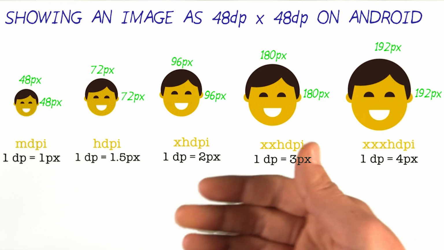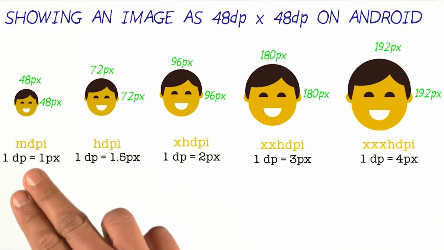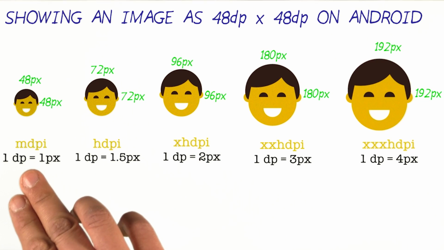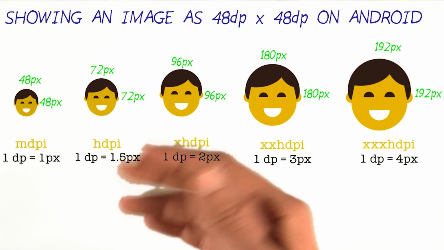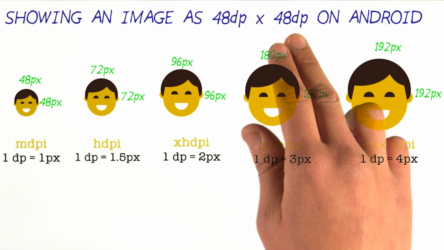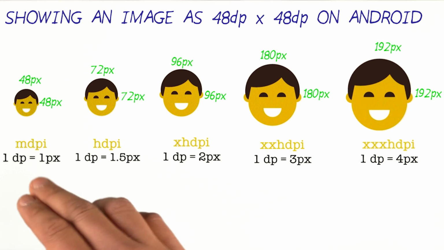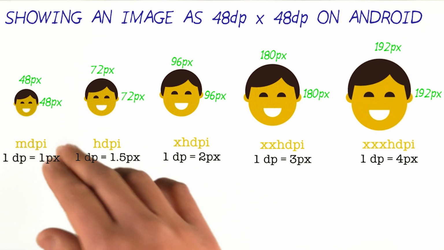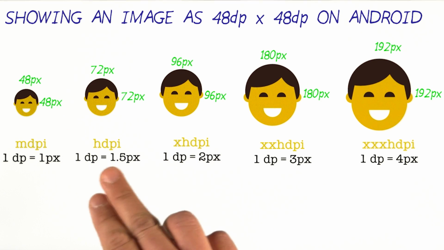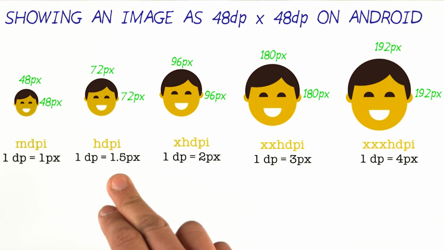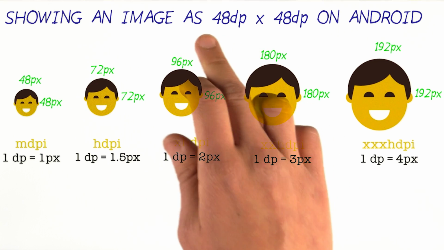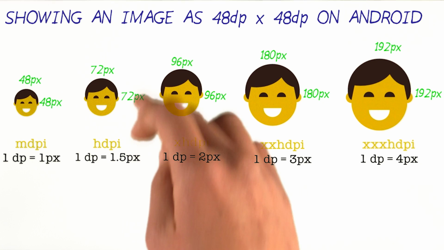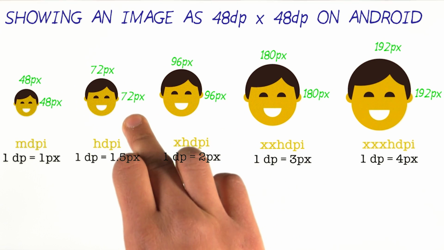So to know what size assets the designer should provide, there are dp to pixel conversion ratios. For a medium density device, 1 dp equals 1 pixel. So if we want the image to be 48 dp by 48 dp in size, then the MDPI version of the image should be 48 pixels by 48 pixels in size. Now for high density devices, 1 dp equals 1.5 pixels. So if we want the image to be 48 dp by 48 dp in size, then the HDPI version of the image should be 72 pixels by 72 pixels in size.